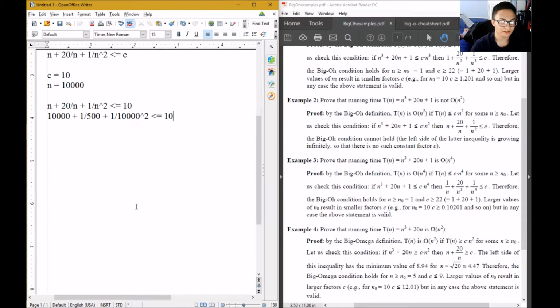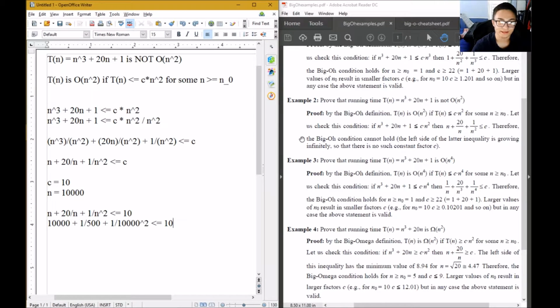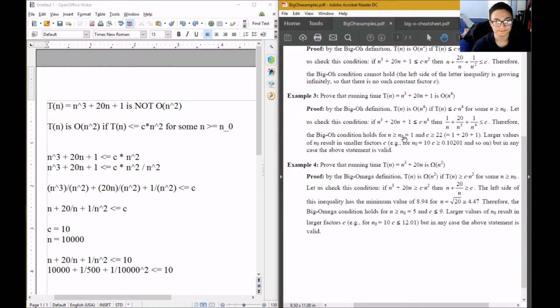So you just think about this. If we were to just cut this out, is this statement true? Is 10,000 less than or equal to 10? No, it is not. It is not less than or equal to 10. So that proves that this equation, n cubed plus 20n plus 1, is not O of n squared. Okay, so let's move on.